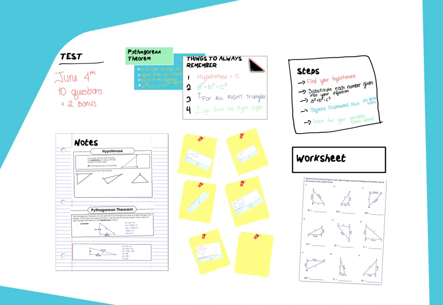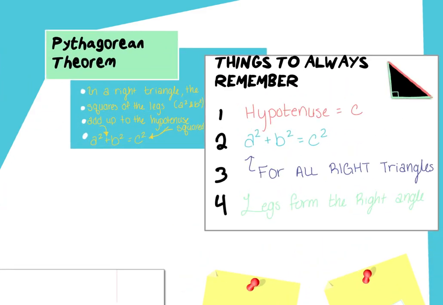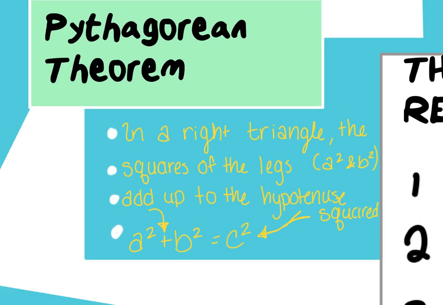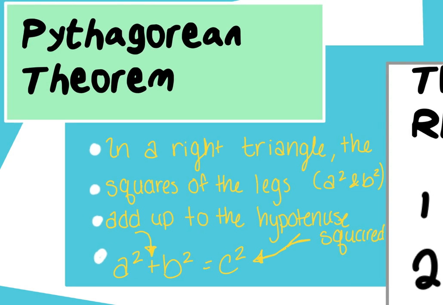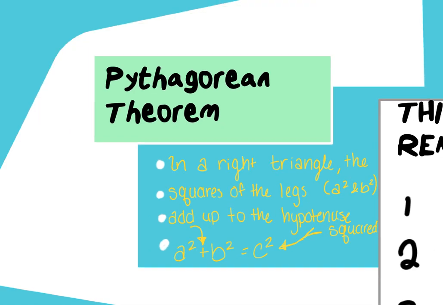Remember, we are talking about the Pythagorean theorem. Just a reminder, the Pythagorean theorem says that in a right triangle, the squares of the legs, a squared plus b squared, add up to the hypotenuse squared. So a squared and b squared added up, that's why we have the plus sign between them, equal the hypotenuse squared. And the hypotenuse, remember, is always c, which is actually my next point.